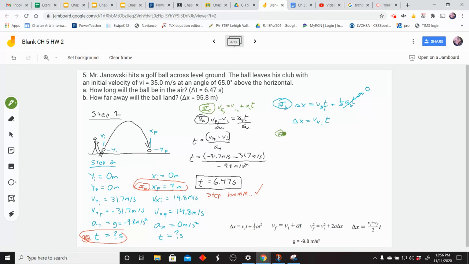All right, step 5 for B. I've just got to put in the numbers. So delta x is equal to vx initial, so that's this number, 14.8 meters per second, times t. What is t? Well, I didn't know t before, but that's why we did part A. We got t is 6.47 seconds.